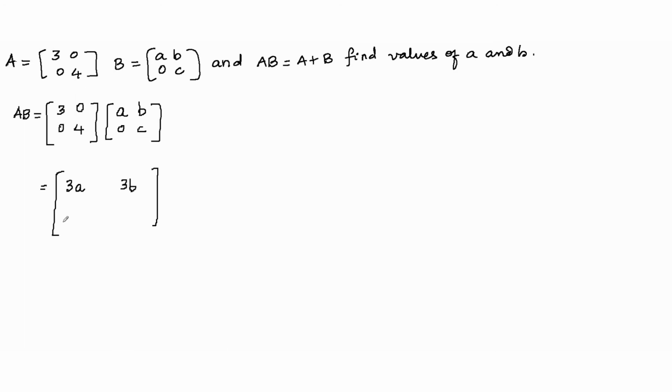That's 3B. Then second row, first column, take 0 multiplied by A. That's 0. And 4 multiplied by 0 also gives you a 0. So this element is 0. And then multiply 0, 4 with B, C. So 0 into B gives you 0. 4 into C gives you 4C. So this is the value of matrix AB, right? Now it's given that this matrix AB, 3A, 3B, 0 and 4C is equal to A plus B.